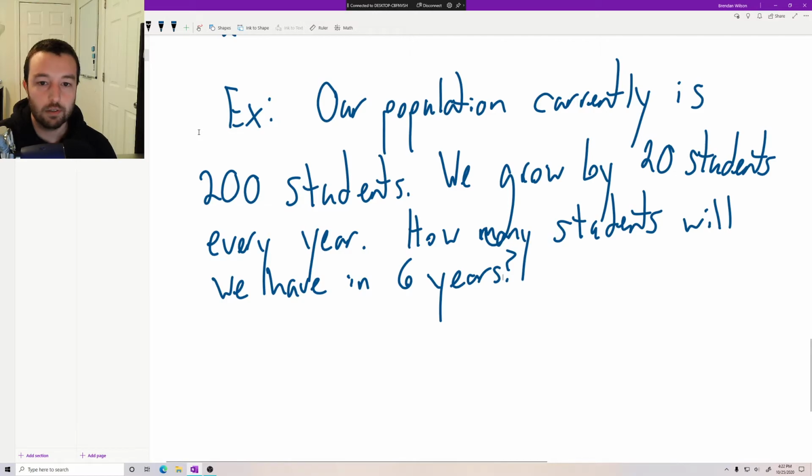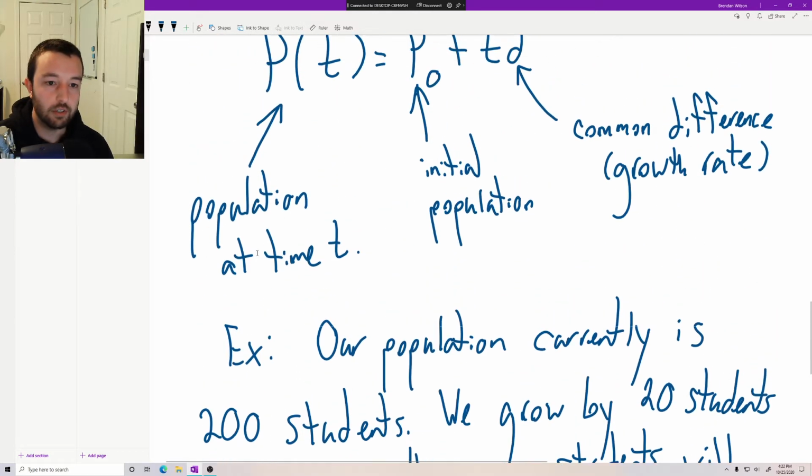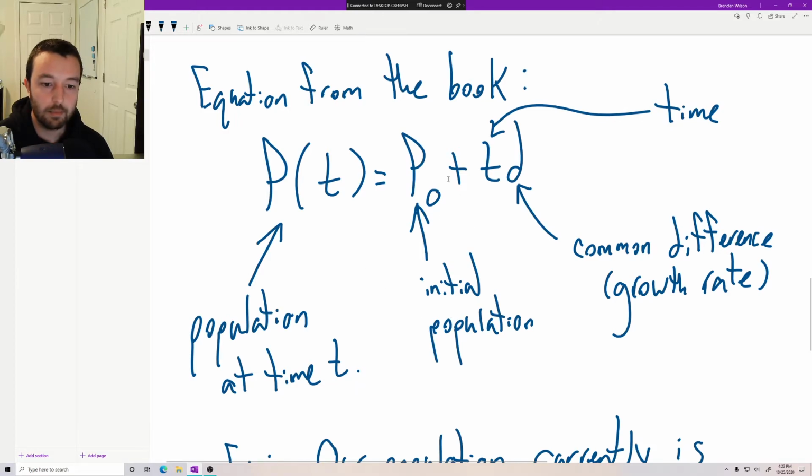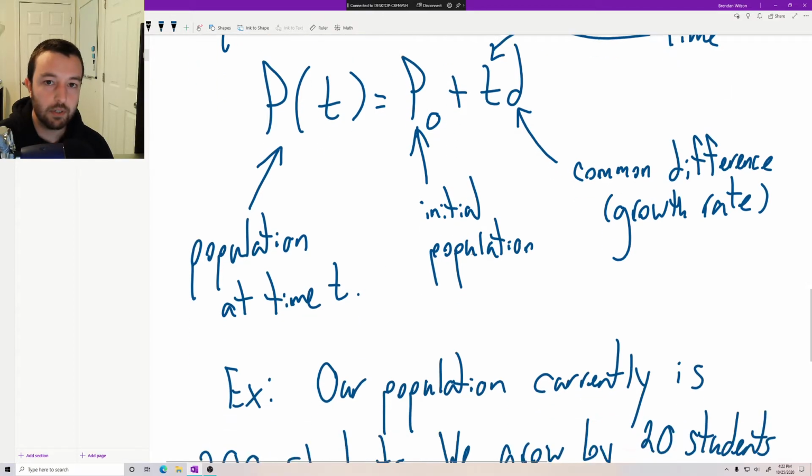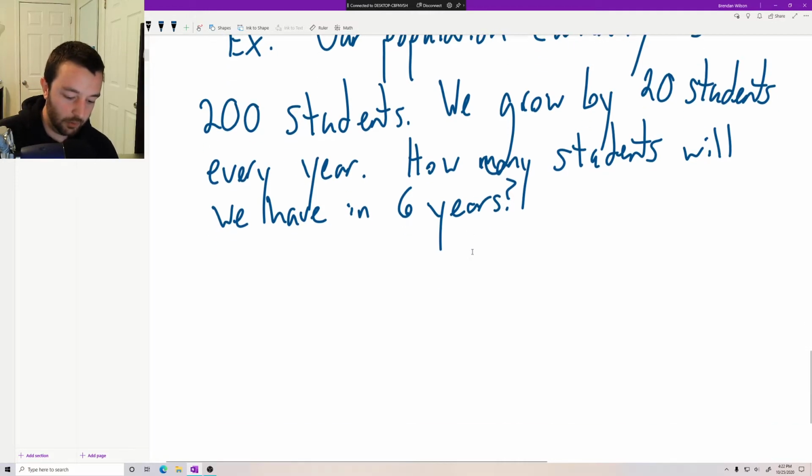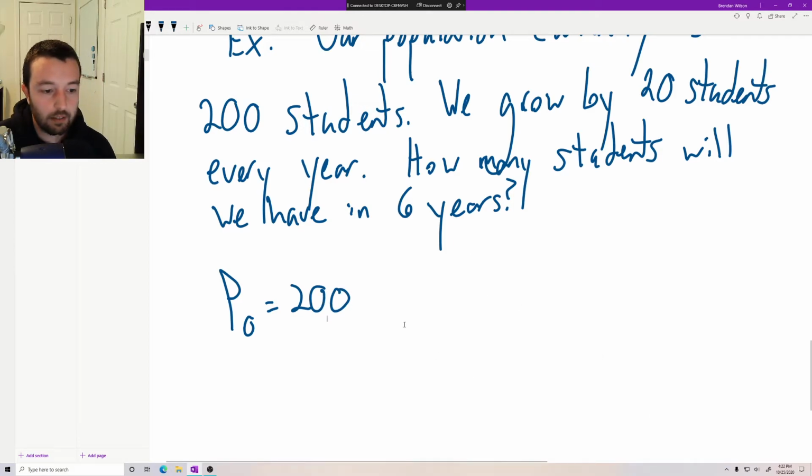So let's think about this question. Our population currently is 200 students. If we relate it to this, that's our P sub 0. The 0 here is a subscript. So we would write P sub 0 equals 200. A letter with a subscript of 0 is commonly used for the starting point. It's kind of like our population at time 0. The 0 itself doesn't have any numerical meaning. We're not adding that 0 or multiplying that 0 on anything. It's just there to name the value.